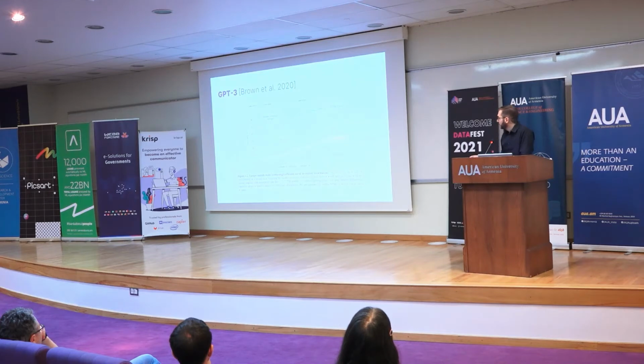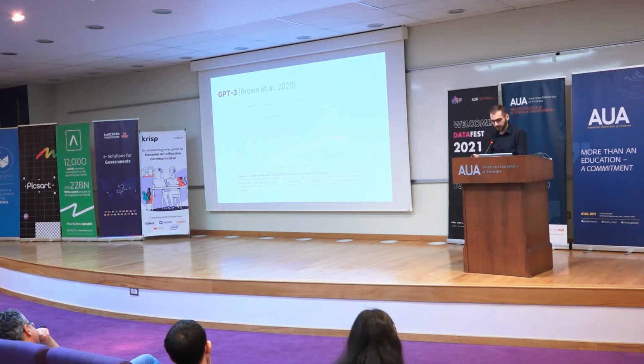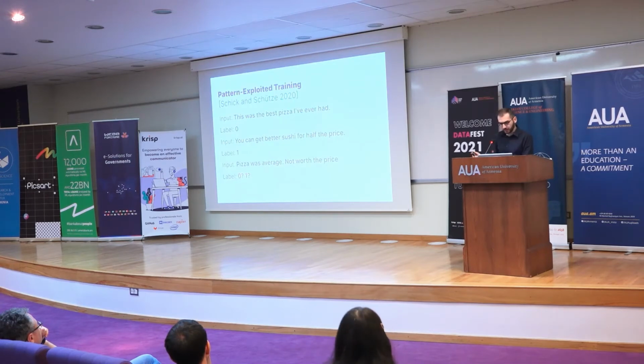And also there is a graph, where the x-axis is the number of examples provided in the context, and the y-axis is the performance. We can see here these two lines are with and without natural language description. So you can easily see that natural language description is crucial for a very low number of examples.